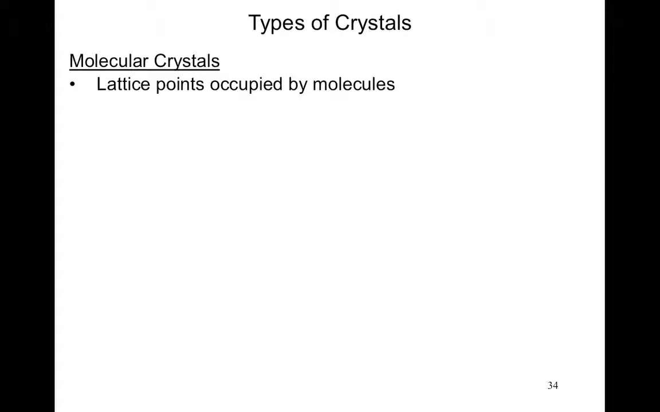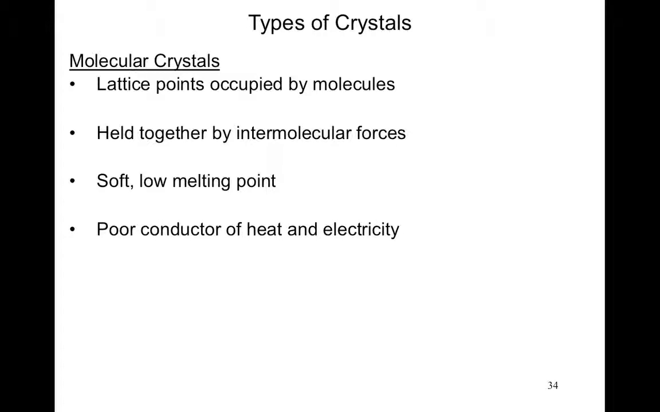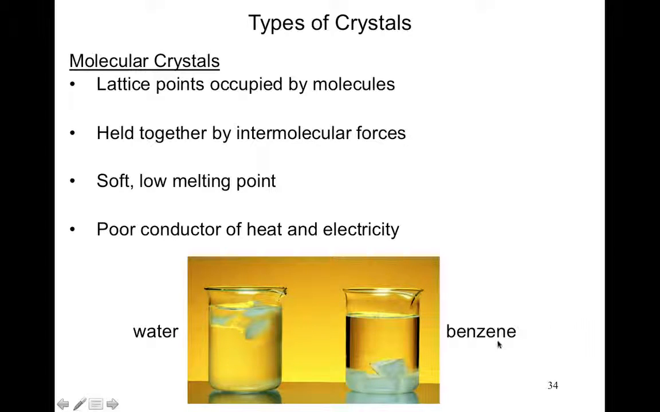Then there's molecular crystals, which means we have molecules at each lattice point. They're going to be held together by IMFs, or intermolecular forces. They're going to be pretty soft crystals with a pretty low melting point. Again, still poor conductors of heat and electricity. An example of that is benzene. Benzene crystals are made of individual benzene molecules, and of course water crystals, or ice, is made of water molecules bonded to other water molecules.